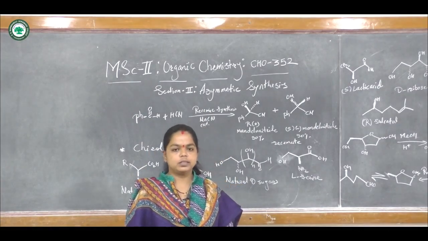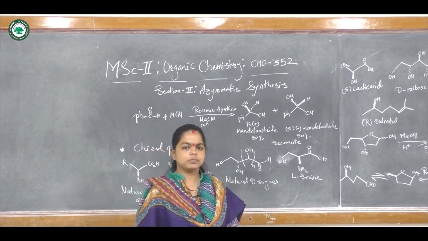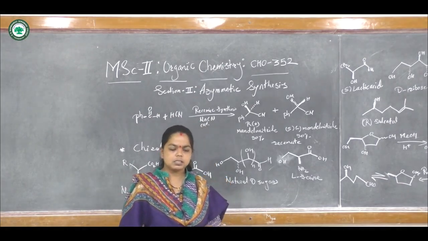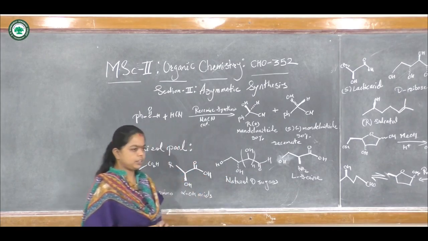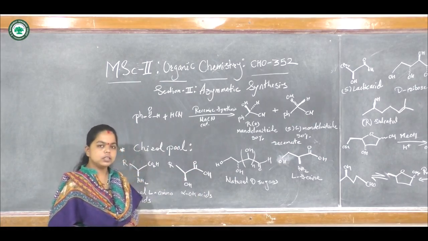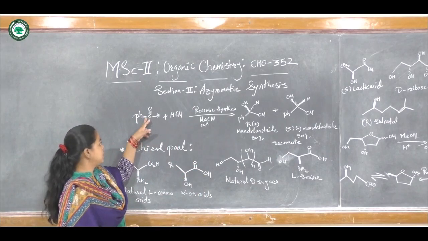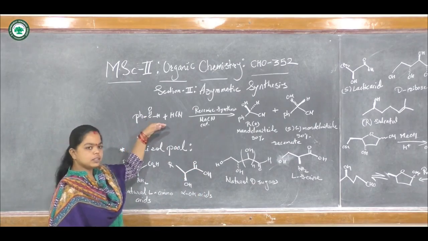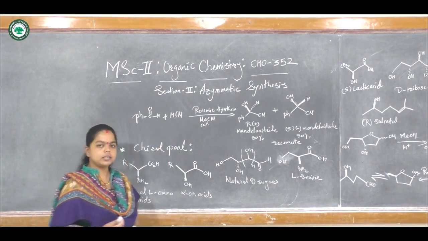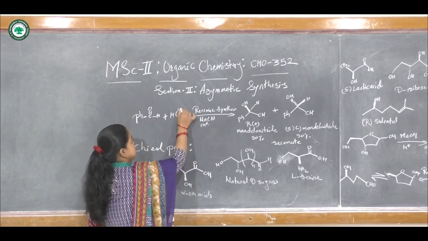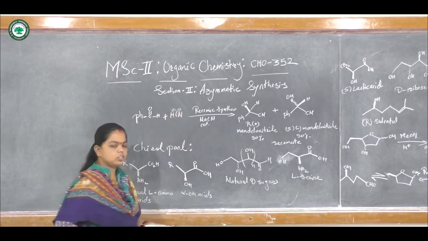If we go for a racemic synthesis instead of asymmetric synthesis, we have to resolve the racemic mixture. For example, consider the addition of hydrogen cyanide or sodium cyanide across the carbonyl group. Here is the example. Benzaldehyde is reacted with hydrogen cyanide. The cyanide has a negative charge and hydrogen has a positive charge.